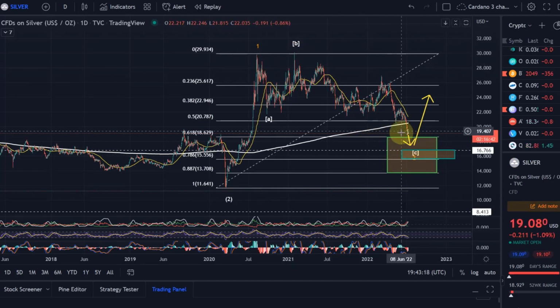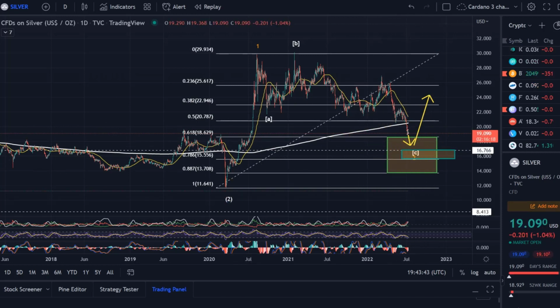A wave 2 in the silver market usually comes down into the region between the 88.7% and the 61.8% Fibonacci retracement level, which means between $13.71 and $18.63. We are currently, however, at a point where obviously this is not guaranteed to work out.